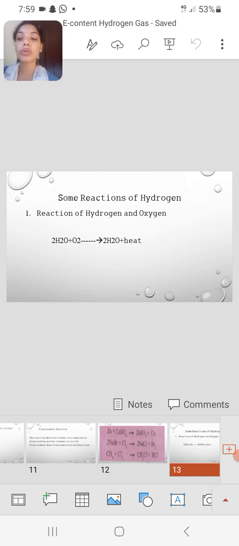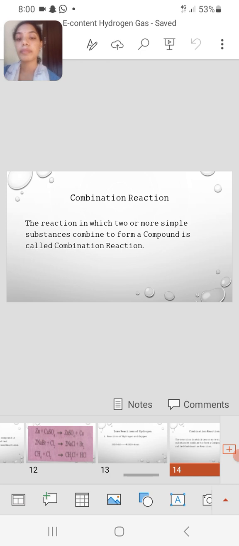Can you see the molecules of hydrogen and oxygen combine to form the new substance water? The reaction in which two or more simple substances combine to form a compound is called a combination reaction.